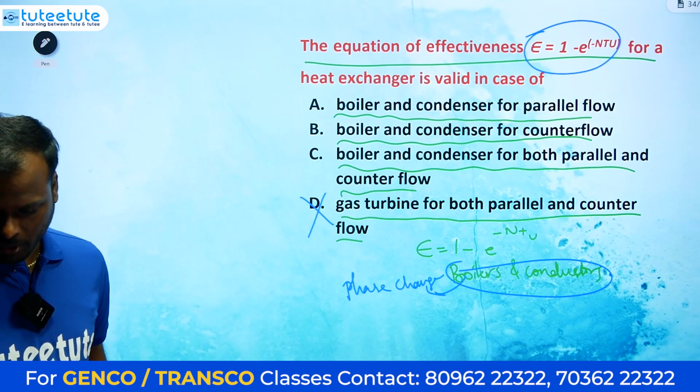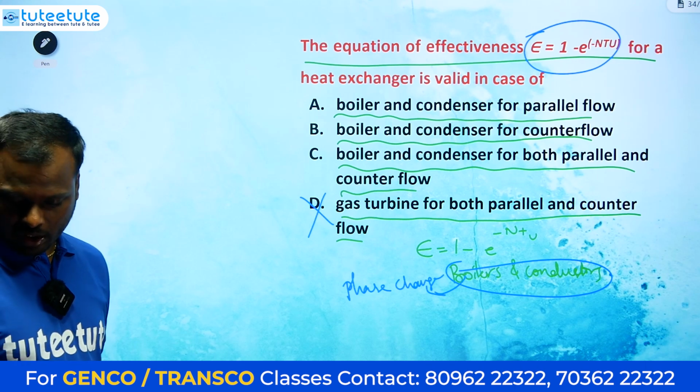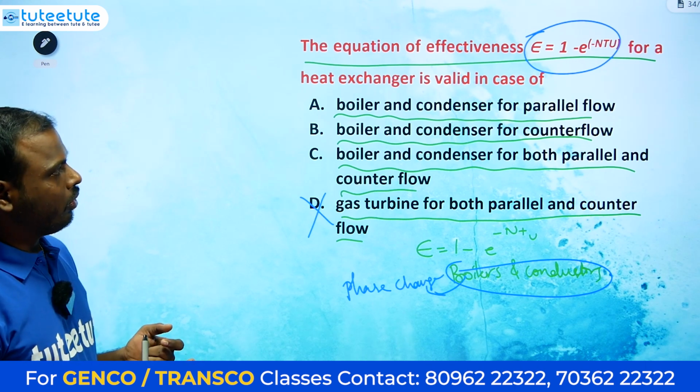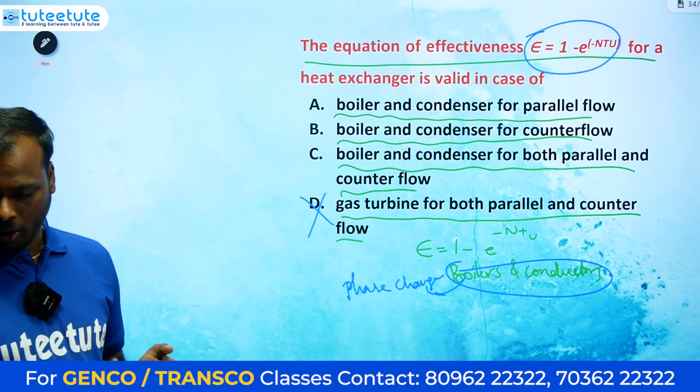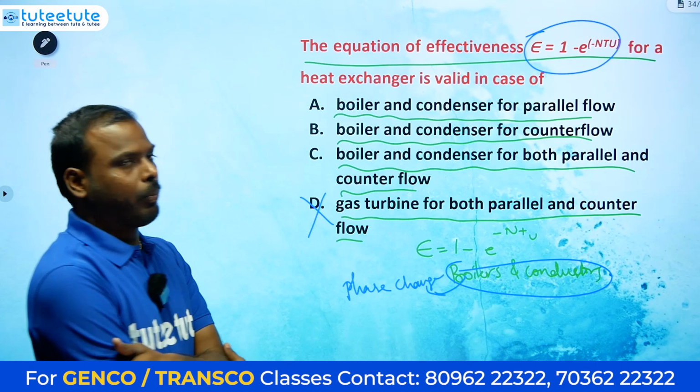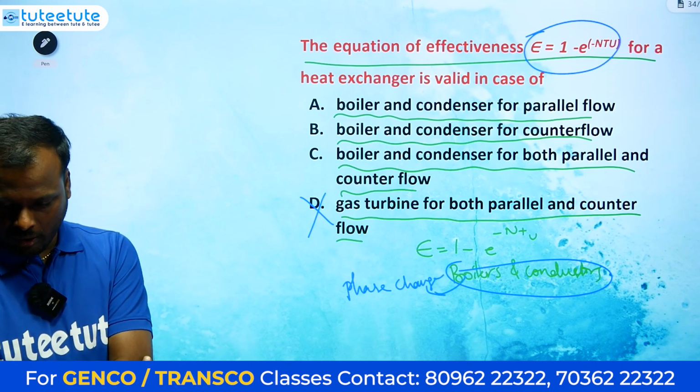Then what happened? 1 minus e power minus NTU, whether it is for the counter flow or parallel flow. Here it is 1 minus e power minus NTU, whether it is counter flow or parallel flow, we need to understand.